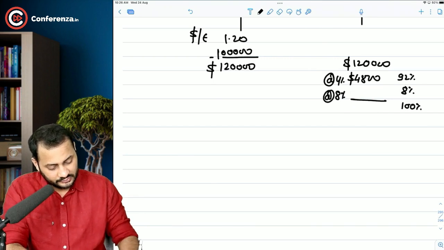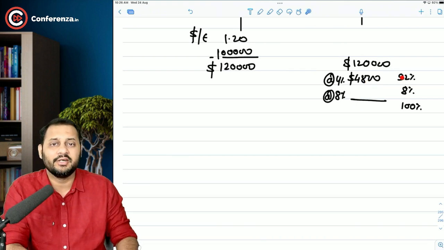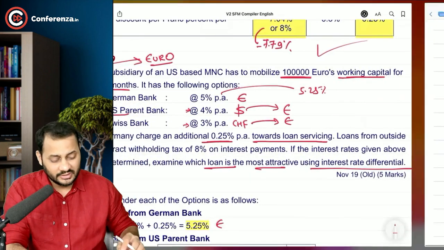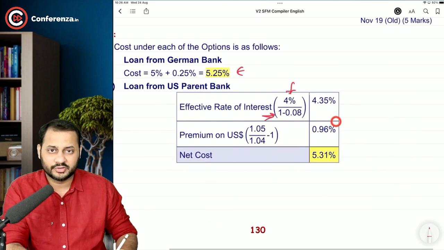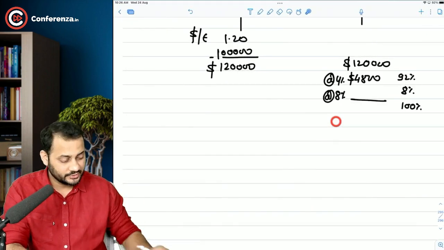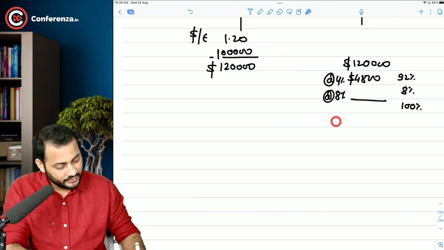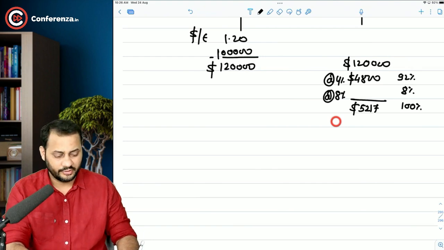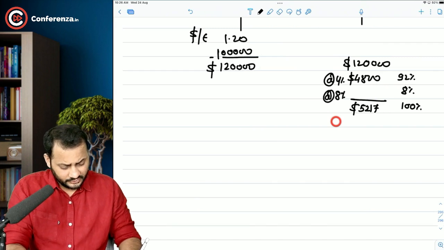Okay. So what you have to do is divide 4,800 by 92%. The 4% interest divided by 92%, and that's what is done by the institute here. 4% divided by 92%, so that they can come to 100% value. 4,800 divided by 92% comes to somewhere around $5,217.40.